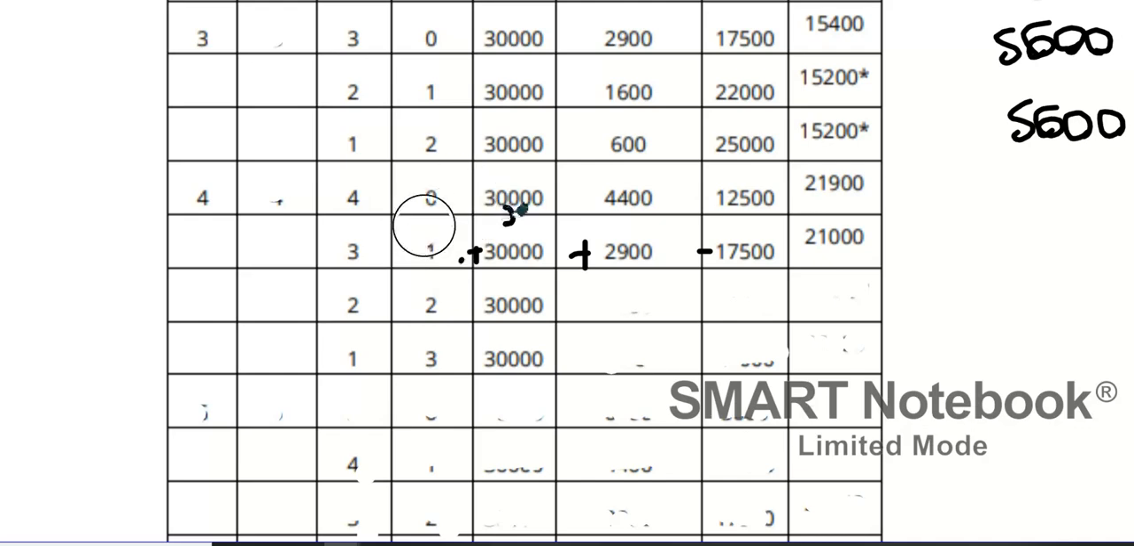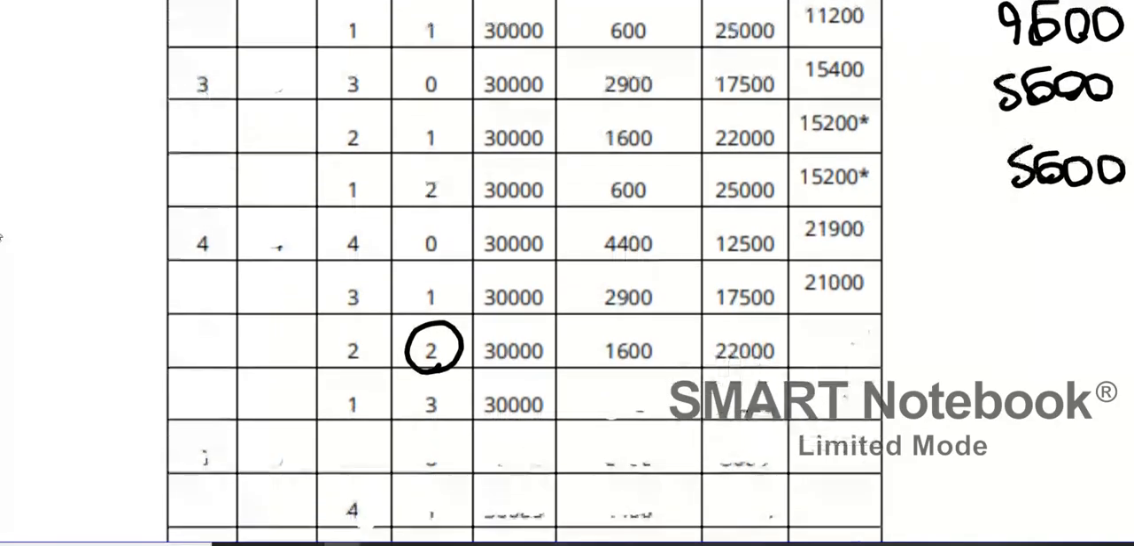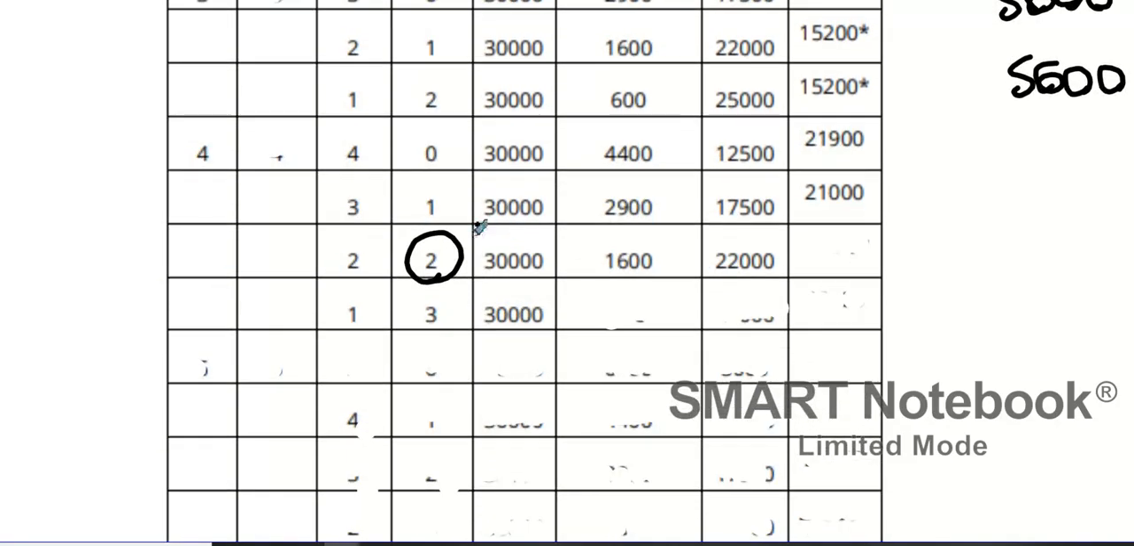Cool. What about the next one, guys? 2-2. What's that then? 2 years of maintenance. Sell a 2-year-old car. However, I need to find the cheapest two. Which one's the cheapest two? Anybody? The cheapest two is 9,600. So that represents 9,600 plus the 30,000 plus the 1,600. Take away the 22,000 and you get 19,200.